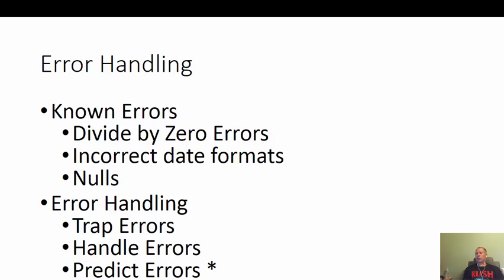From my experience in the programming world for 20-something years, I've noticed that not everybody traps for errors. They get it to work and they shove it in production. And then all of a sudden, some error occurs, perhaps a divide by zero error or incorrect data format because the value is null. So you have to trap the errors and handle the errors, and you also have to be able to predict the possible errors ahead of time.